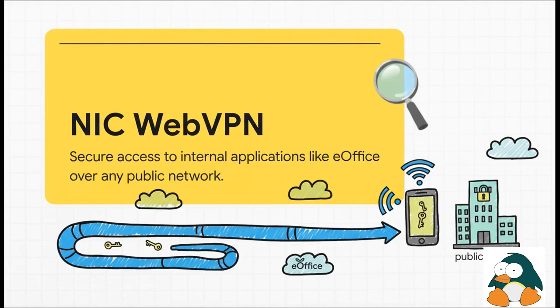Now, the easiest way to think about it is like your very own secret, secure tunnel. It basically drills a hole right through the public internet and connects your computer, wherever you are, straight to the internal government network. It's the digital key that unlocks the door to apps like eOffice, even when you're miles away.